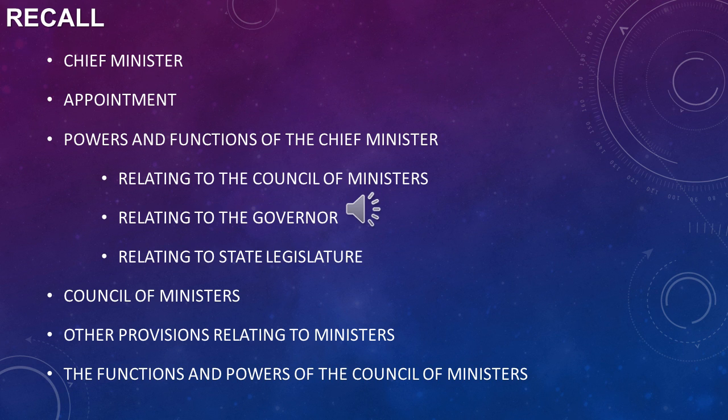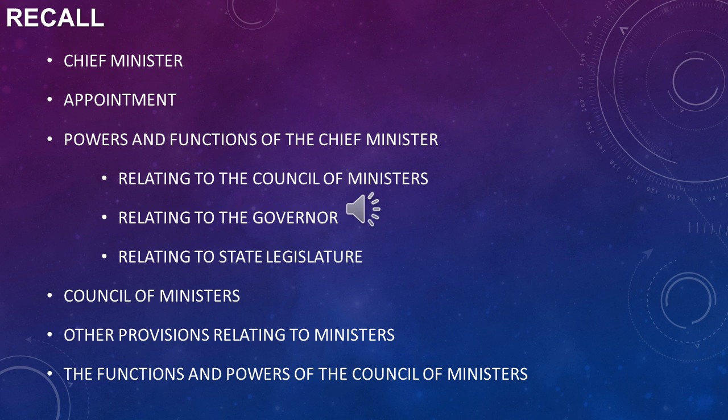Okay, then we discussed about the powers and functions of the chief minister. First, relating to the council of ministers. So the chief minister recommends the persons to be appointed as ministers. Then relating to the governor. So governor appoints various officials. While appointing those officials, the governor has to consult with the chief minister. Then relating to the state legislature. So chief minister advises the governor to summon or prorogue the session of the state legislature. Then he introduces the bill. Then he recommends the dissolution of the legislative assembly.